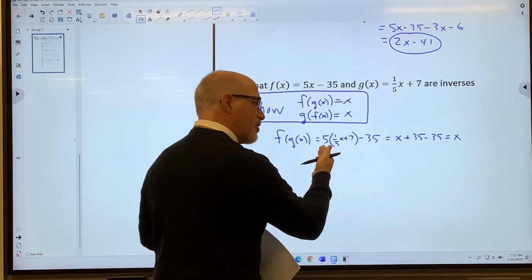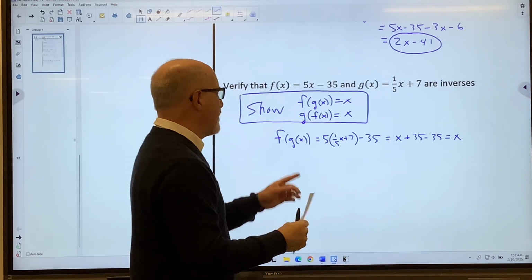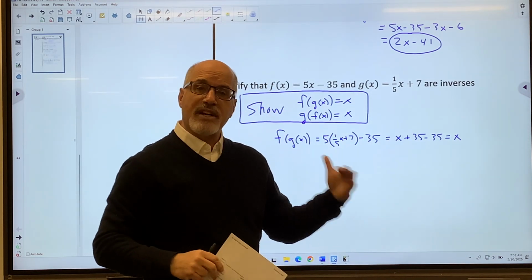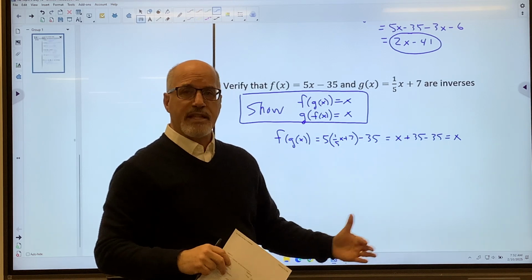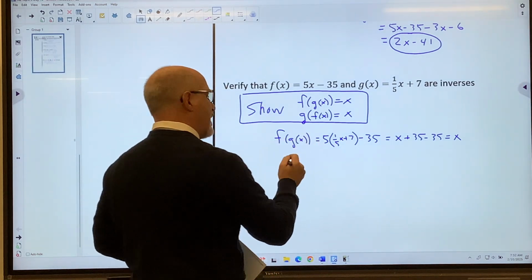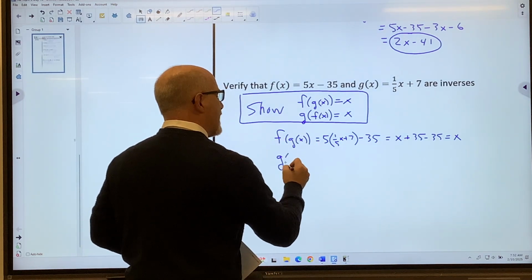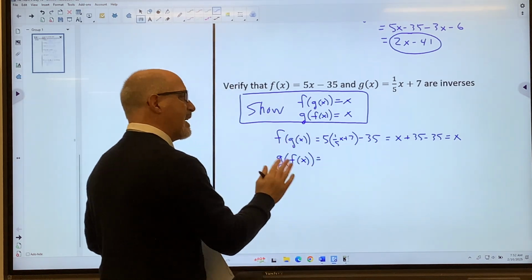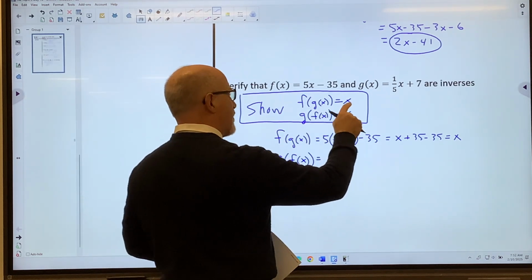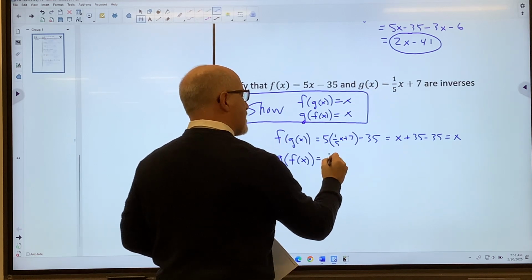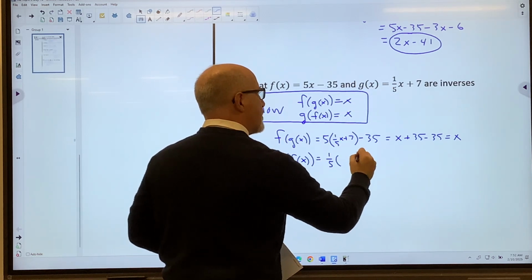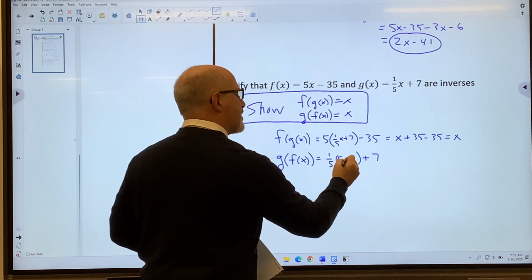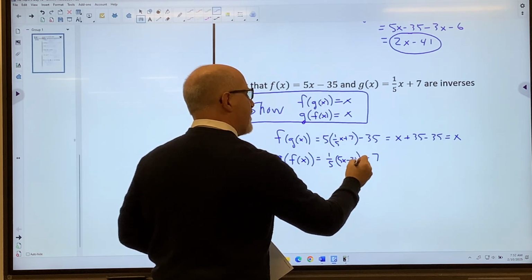Now you have to show some of this work, because if you just say this is equal to x and I did it in my head, you haven't verified it. You haven't shown that that's the case. So you want to verify it by showing that work. Now let's do g of f of x. Let's verify it by putting the one into the other. So I'm going to take the g of x, I'm going to put parentheses where there's an x, and put in that place the f of x, 5x minus 35.